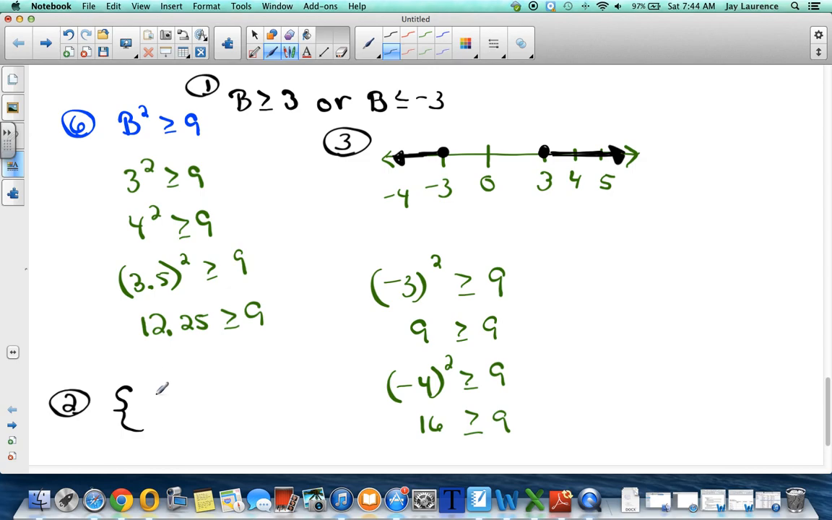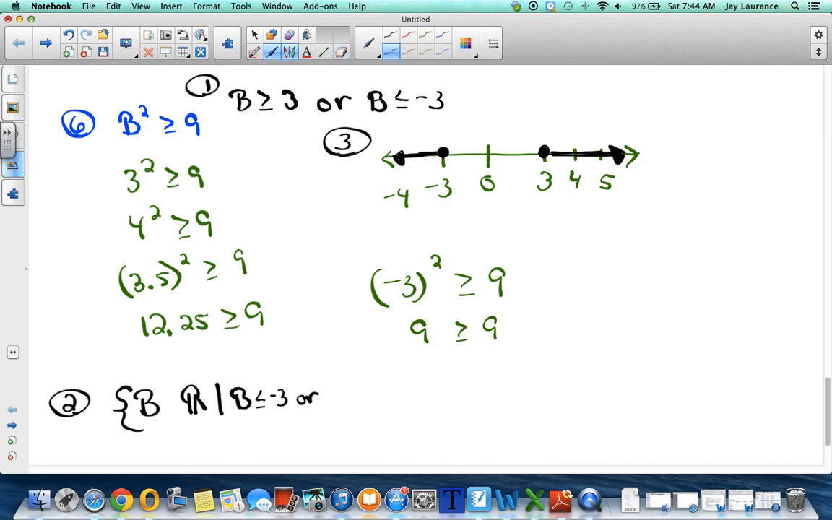Anyway, all right, let me put my variable in. B is any real number such that B is less than or equal to negative 3, or, I'm running into my other work, sorry, B is greater than or equal to positive 3.